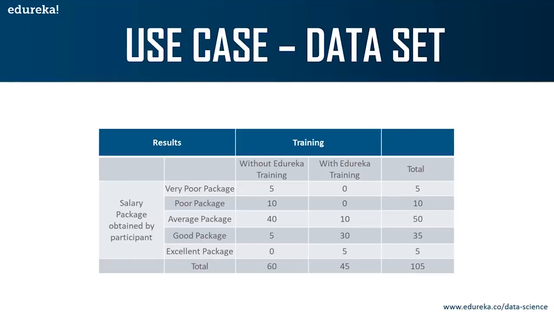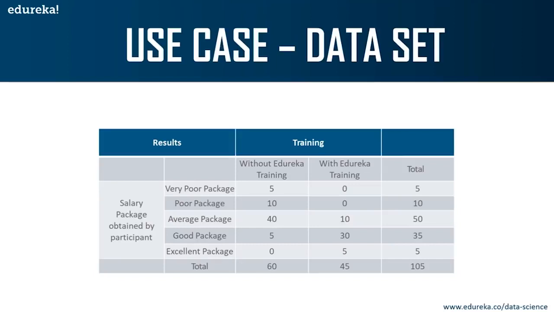Let's look at this in a little more depth. In total, we have 105 candidates, out of which 60 have not enrolled for Edureka's training and 45 have enrolled for Edureka's training. This is a small survey that was conducted, and this is the rating of the package or the salary that they got. If you read through the data, you can understand there were 5 candidates without Edureka training who got a very poor salary package. Similarly, there are 30 candidates with Edureka training who got a good package, right?